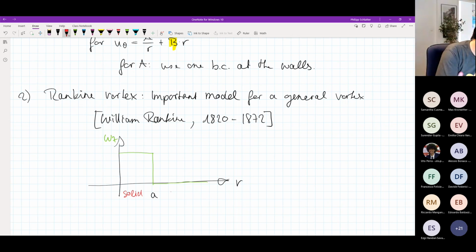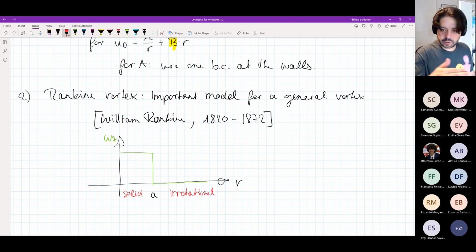And of course, that means that in this inner part, it would rotate as a solid body, and further away, so for distances larger than A, it would rotate as an irrotational vortex. So that's the basic idea of a Rankine vortex.